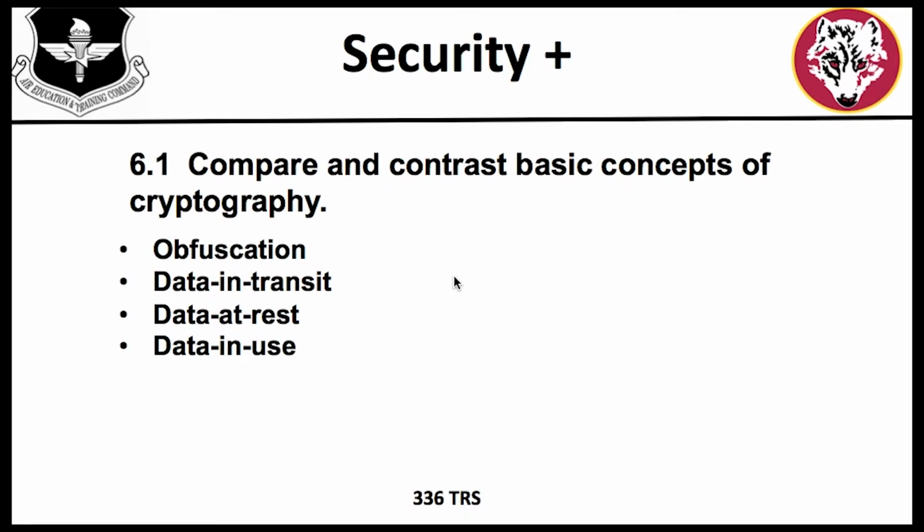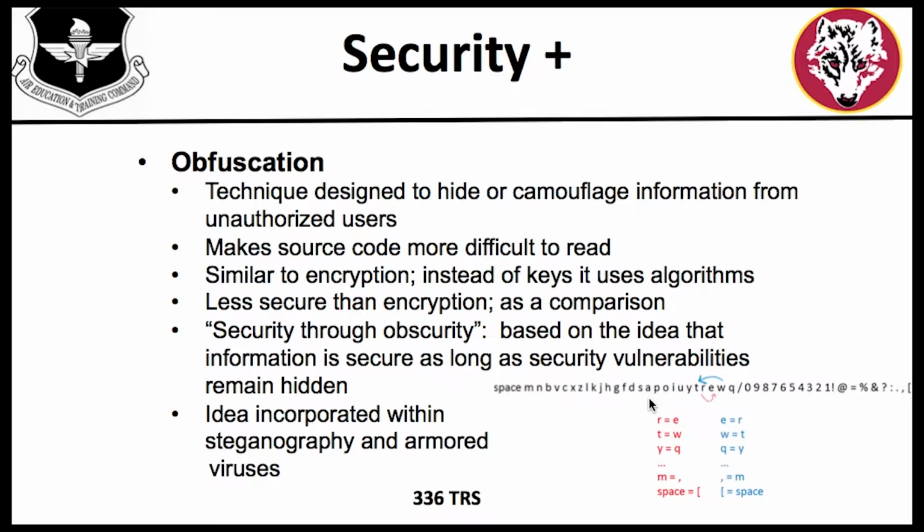One objective: compare and contrast basic concepts of cryptography. Here we look at terms called obfuscation, data in transit, data at rest, and data in use. Let's focus on ways to help protect data by different means and variations. The first word here is obfuscation.